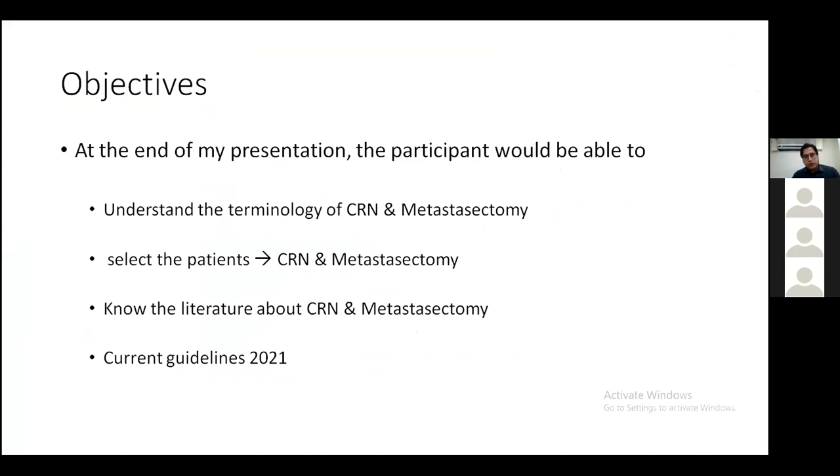And the fourth one is the literature review about the cytoreductive. And at the last, I would talk about the guidelines.